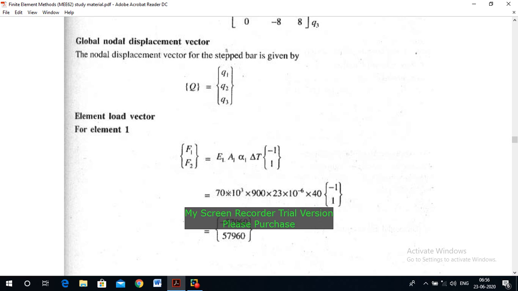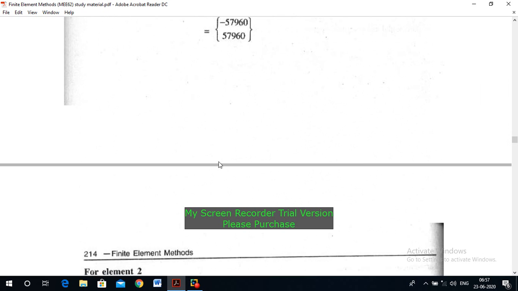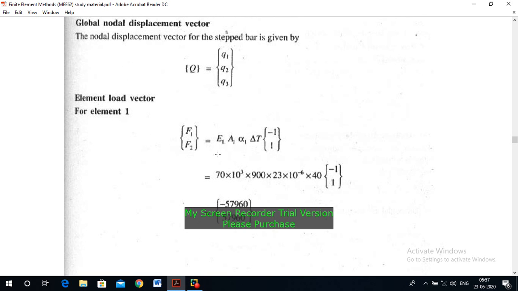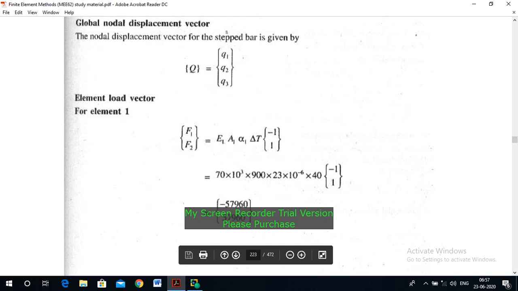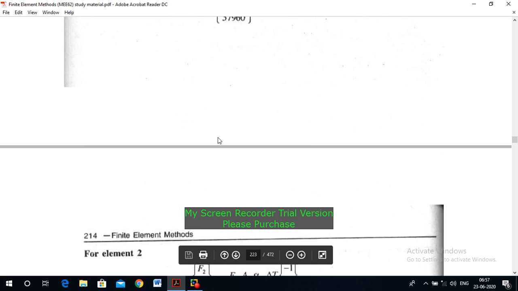that is E1 for first bar is given 17 into 10 power 3, and area of cross section for bar 1 is given 900, and our coefficient of thermal expansion is given 23 into 10 power minus 6, and delta T is given, that is delta T is already calculated, 60 minus 20 is 40 and minus 1, 1, and after simplifying this equation, finally I will get the answer F1 F2, F1 equal to minus 57,960 newtons, and F2 is plus 57,960.